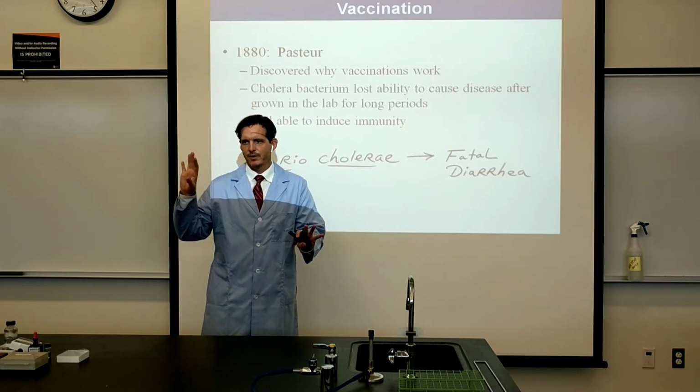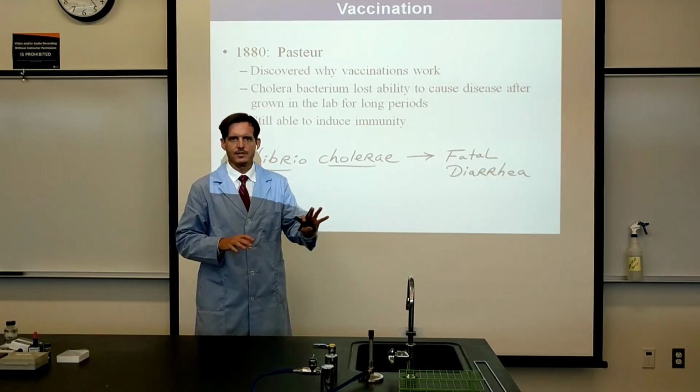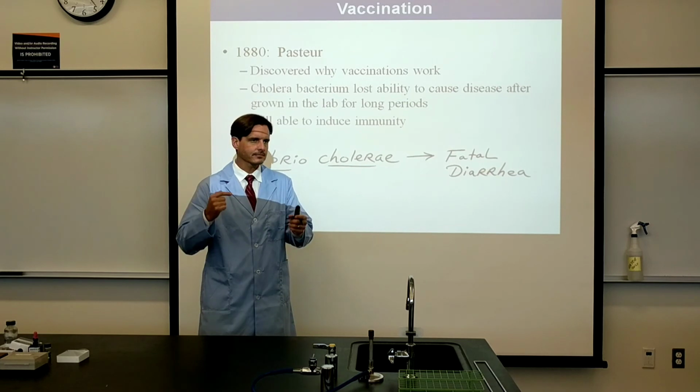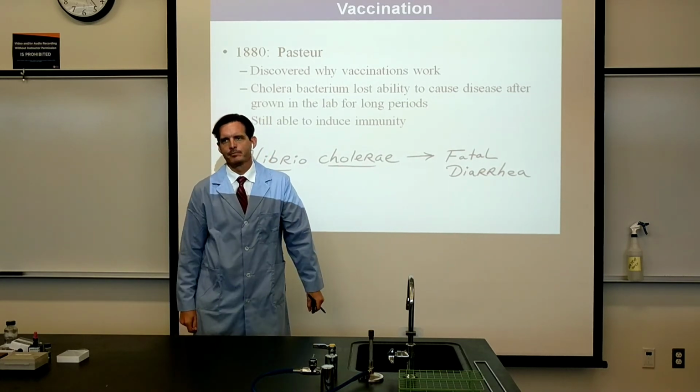So then he went ahead and took another rabbit that he had never used. So he's got the fresh isolate of Vibrio cholerae pathogen. He's got a fresh rabbit that's never been part of the experiments. Exposed that animal, boom, the animal died.